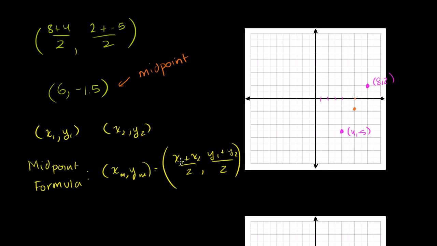But all you have to say is like, look, that's just the average or the mean of these two numbers. This is just the average or the mean of these two numbers. I'm just saying I'm adding the two together, dividing by 2. Adding these two together, dividing by 2. And then I get the midpoint. That's all the midpoint formula is.